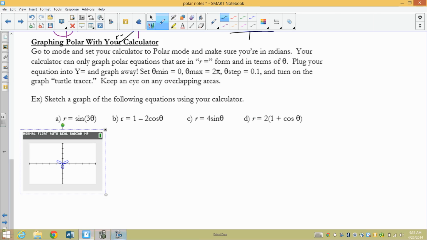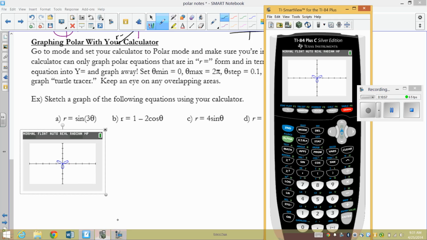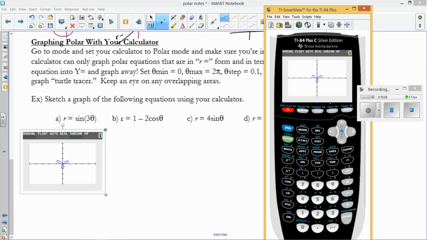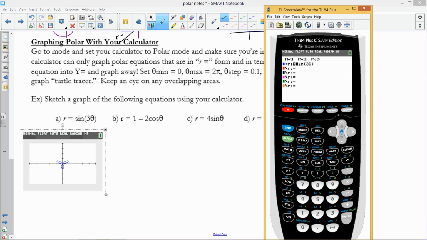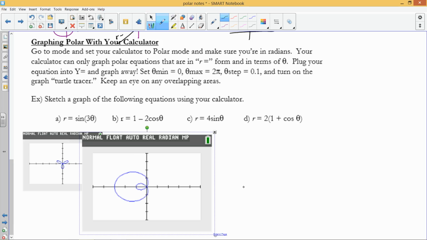And then if we have r equals 1 minus 2 cos theta, and I graph that one, this gives me this big loop-de-loop with a loop inside of it. So that's unique. There's that one.